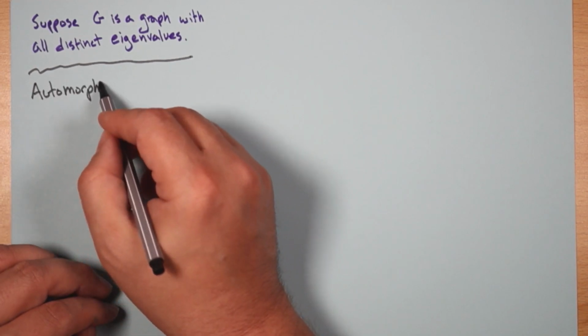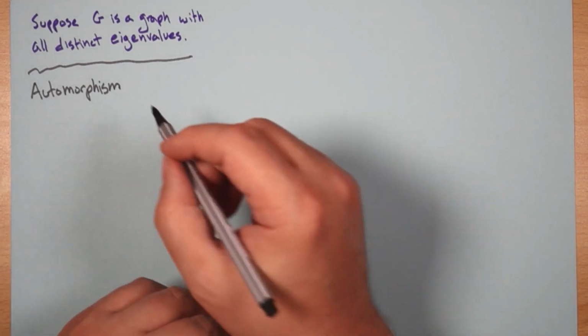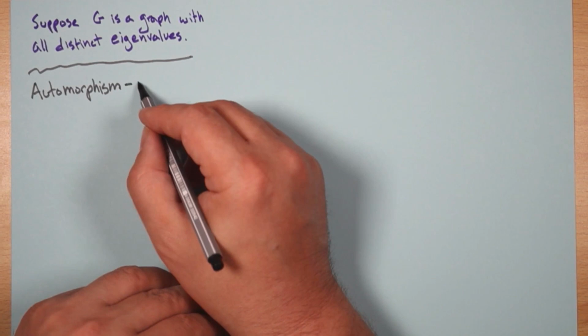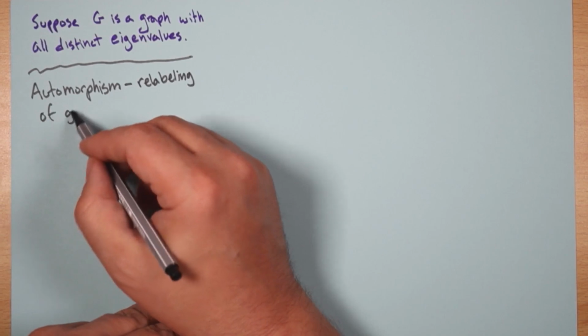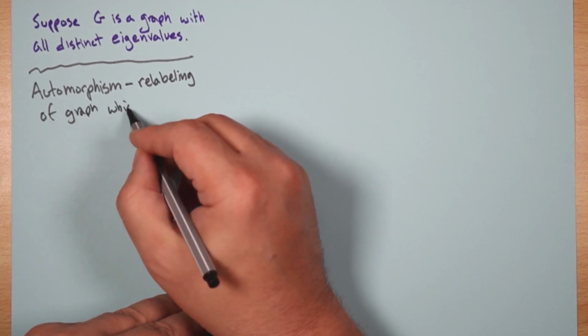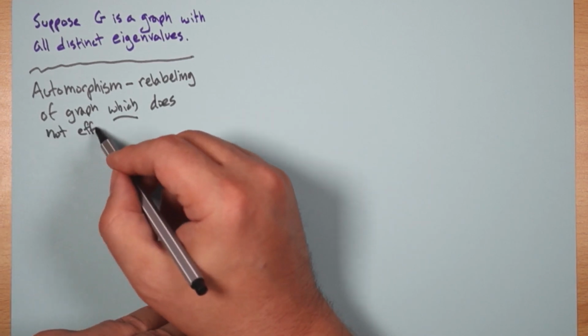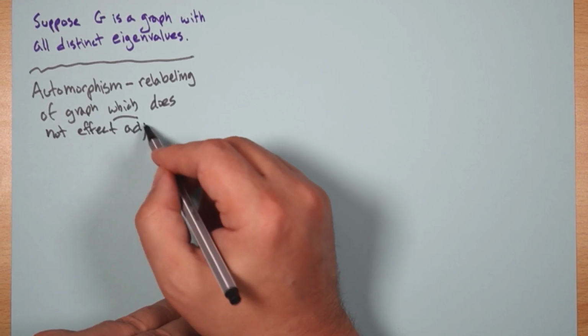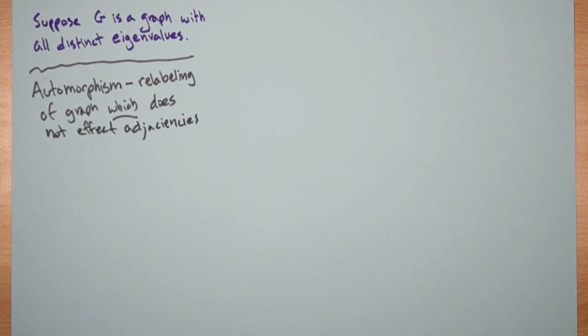Now, what is an automorphism? We want to say, somehow auto is self and morphism is form. It's a way to look at the graph and say, oh, this graph has symmetry. And in particular, we can think of an automorphism as a relabeling of your graph which does not affect adjacencies. So let's just give an example here, because examples really help us to illustrate what's going on.